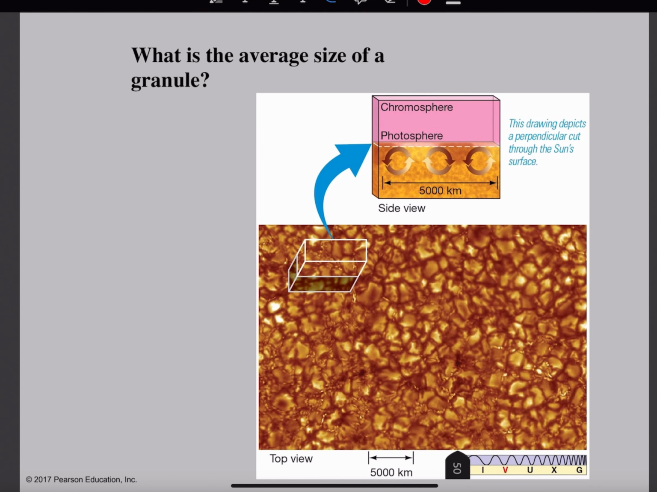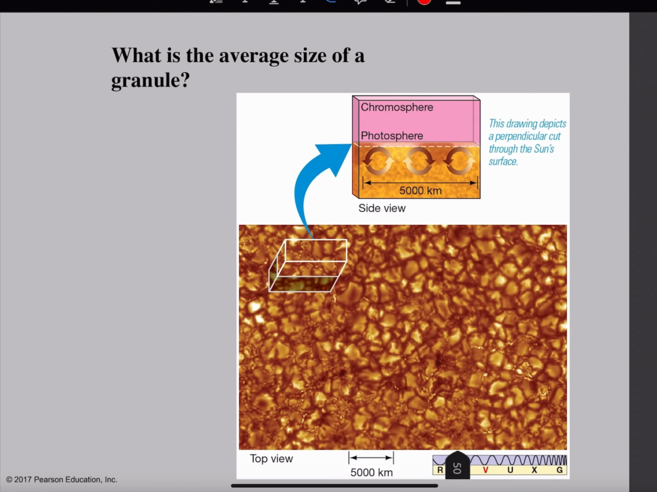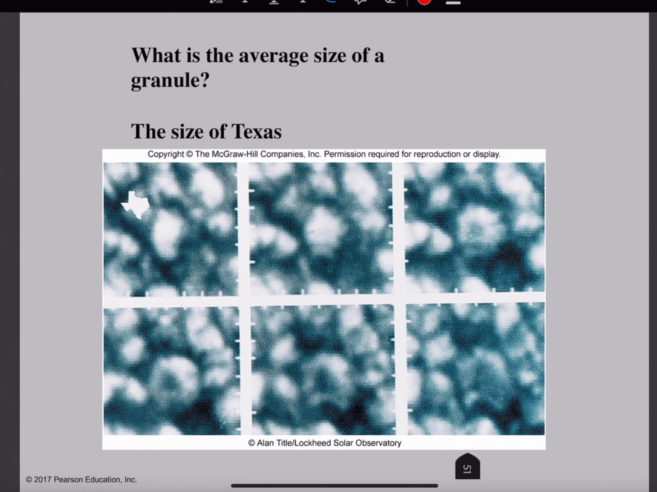Okay, here's the next one. What is the average size of a granule on the surface of the sun? So it's the size of Texas.